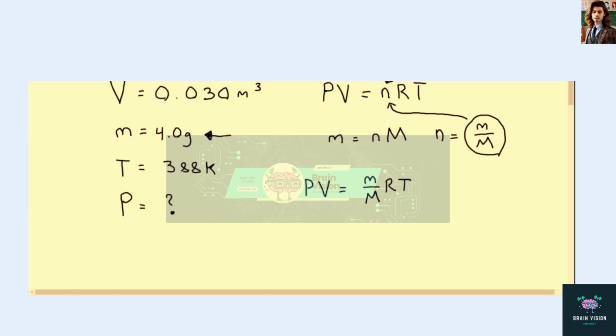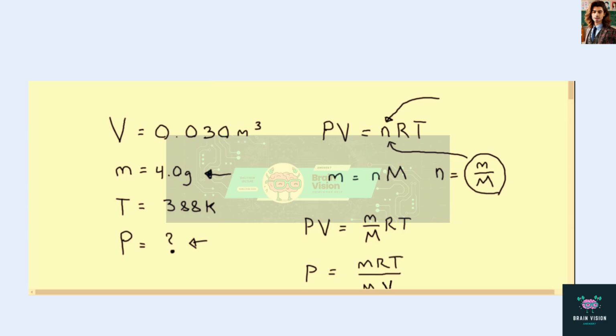And then we just want to solve this for pressure, since that's what we're trying to solve for. So to solve for pressure, we'll just divide both sides of this equation by V, and we'll have P equals mRT over big M times V. So now we're ready to calculate.